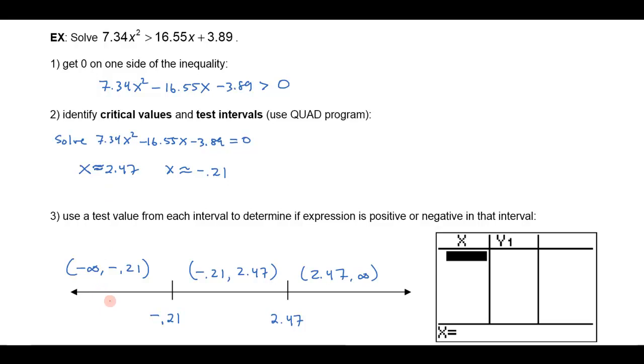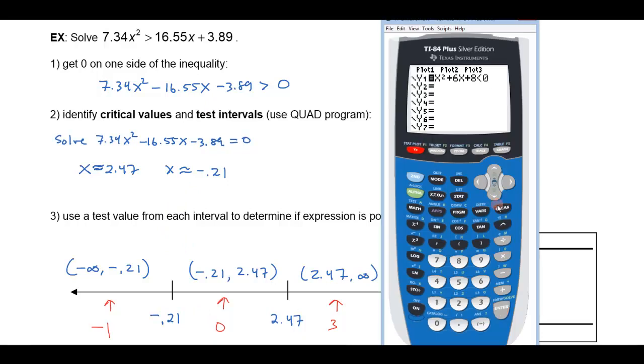I want to choose a point out of each interval. Something to the left of negative 0.21 would be like negative 1. 0 would be between negative 0.21 and 2.47, and in the last interval I could plug in 3. Now, I'm not going to be able to plug those in very easily in my head, so let's go to my calculator and put in the 7.34x squared minus 16.55x minus 3.89.